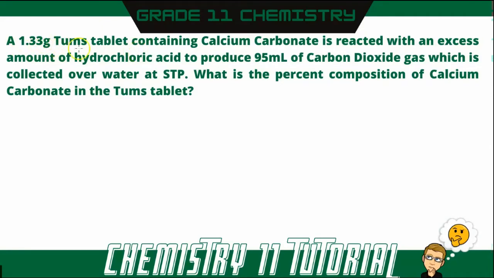Alright, so we have a Tums tablet, 1.33 grams, which contains calcium carbonate. And it's going to react with an excess amount of hydrochloric acid. So let's write this reaction. We're going to have calcium carbonate, which is CaCO3, and that's a solid. And we're going to react with hydrochloric acid, so that's HCl in an aqueous solution. Now what this is going to give us is some carbon dioxide gas. And that's the gas that it's saying it produces. So it produces 95 milliliters of carbon dioxide gas, which is collected over water at STP.